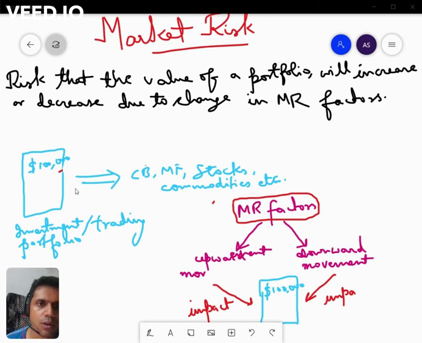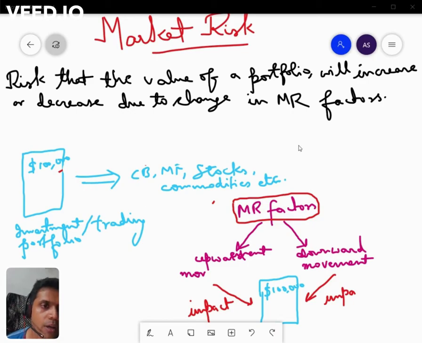Let's say you have $100,000 as part of either your investment portfolio or trading portfolio. Your investment portfolio might include some long-term corporate bonds, mutual funds, certificates of deposit, etc., while the trading portfolio may have stocks, commodities, and things like that, right? Now, whenever there is any movement in either the stock market or commodities market, or if the interest rate or forex rate changes, and together all of these things are called market risk factors, right? You will definitely see some sort of swing in your portfolio.